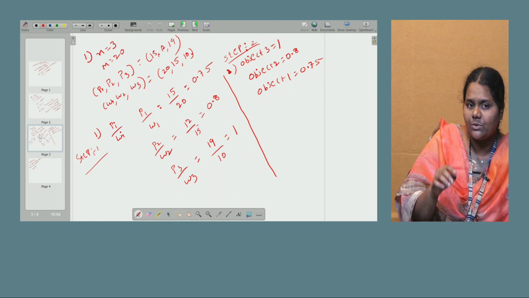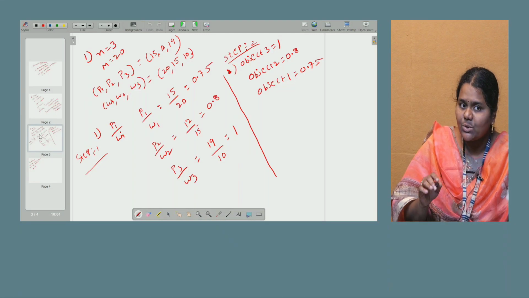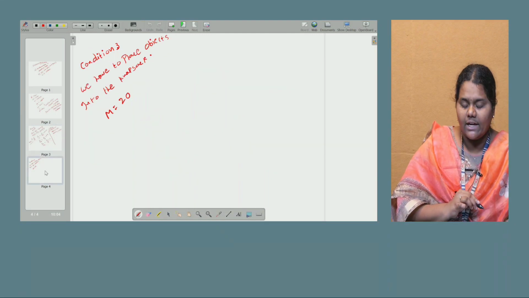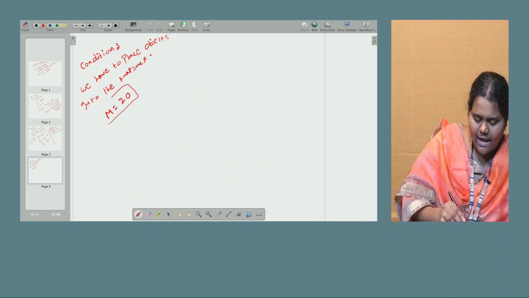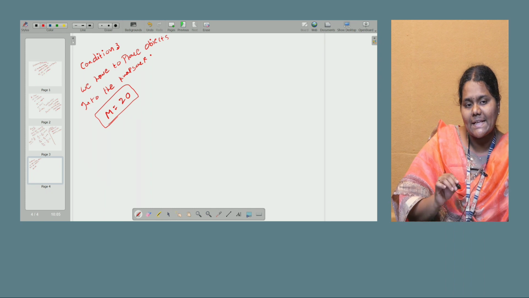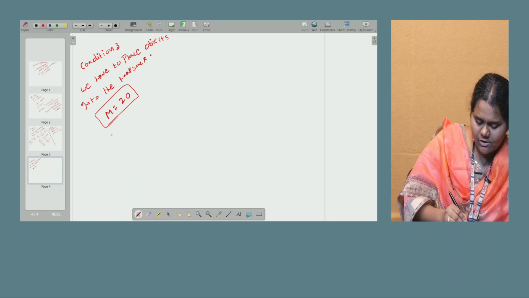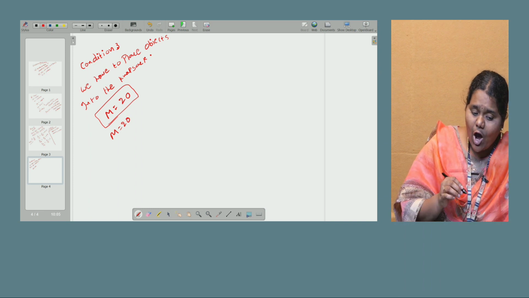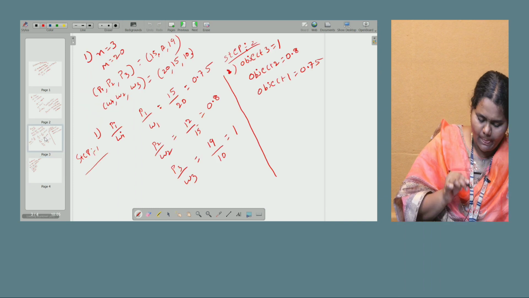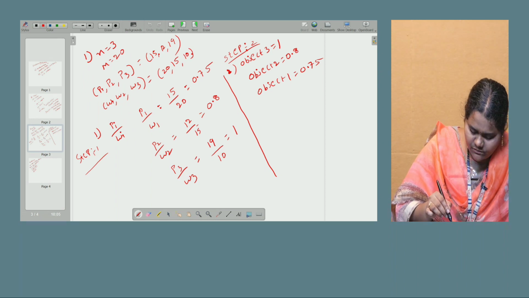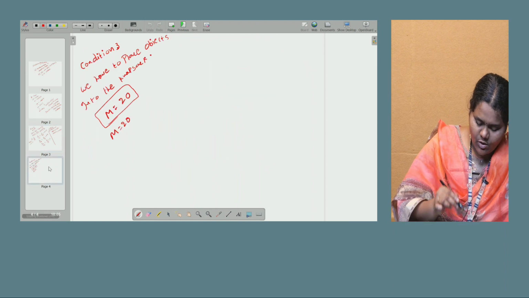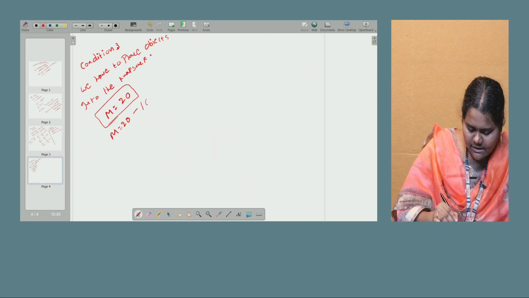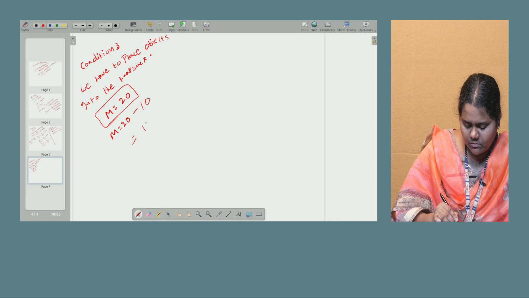So N is equal to 3 and the knapsack capacity is equal to 20. Here we are taking M is equal to 20. This is the capacity of the knapsack. Now we have to place the objects into the knapsack. What is the object 3 weight? Obviously object 3 weight is 10. So M is equal to 20 minus 10, that is equal to 10.